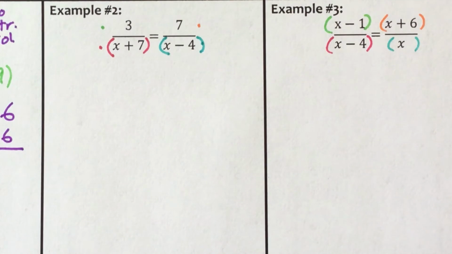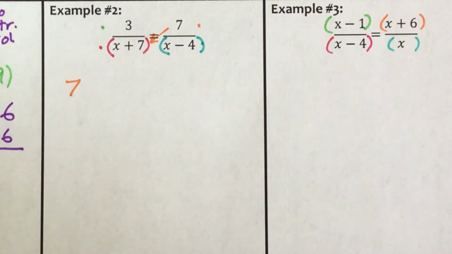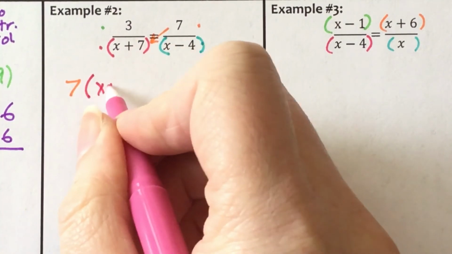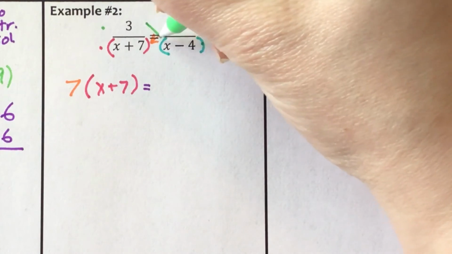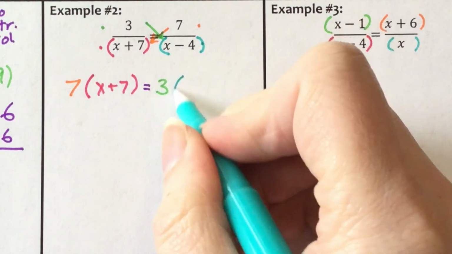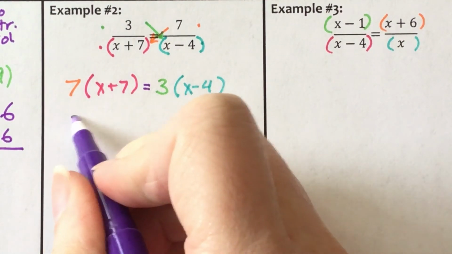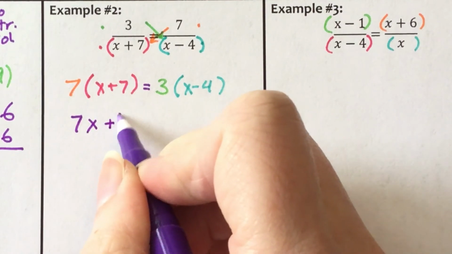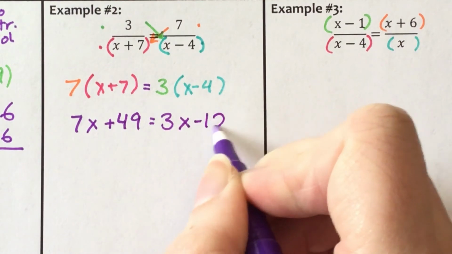All right, let's multiply. So the 7 up here gets multiplied times the x plus 7 from the other denominator, equals the 3 from the first numerator gets multiplied times x minus 4 from the second denominator. All right, looks like distributing time. 7 times x is 7x. 7 times 7 is 49. Equals 3 times x is 3x. 3 times negative 4 is negative 12.